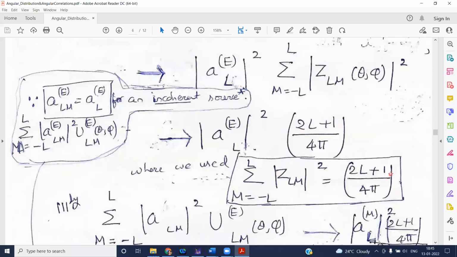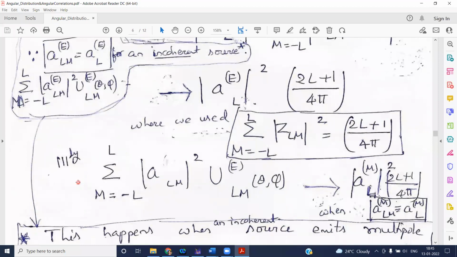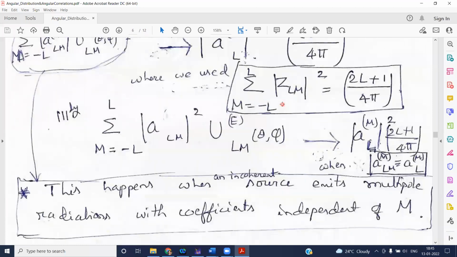So I will correct it and send it to you. The sum over M from -L to +L of Z_LM is (2L + 1)/4 pi. Similarly, if I write A_ML outside, I get the same. That is, I get (2L + 1)/4 pi times A_ML mod squared.